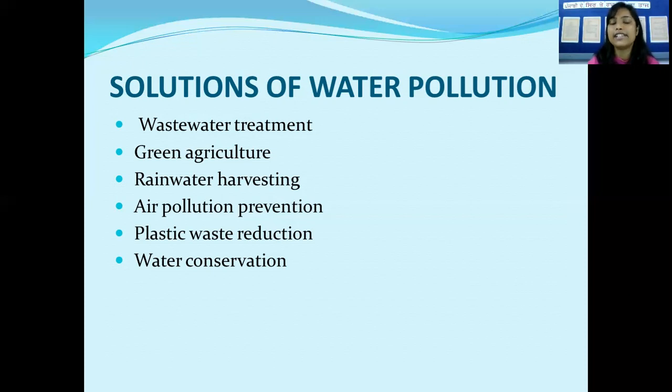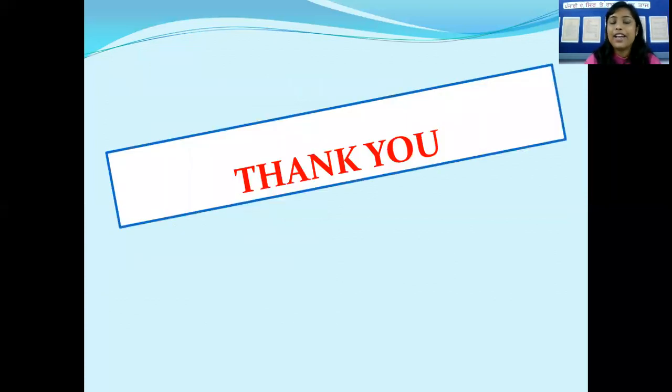Now, the second last point you can see on the screen is plastic waste reduction. As you decrease the use of plastic, because plastic is non-biodegradable and it requires millions of years to degrade. People are throwing plastic waste into the water, and it is majorly causing water pollution there, right? Water conservation could also be a solution, right?